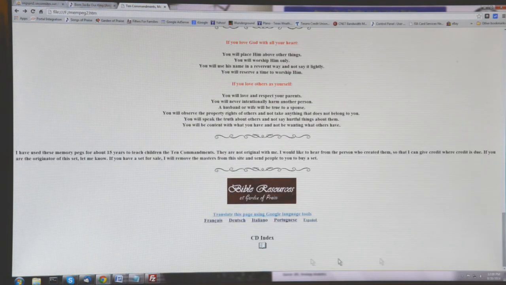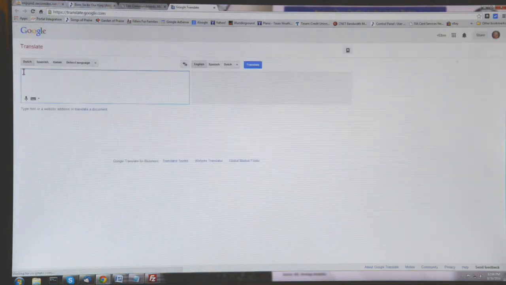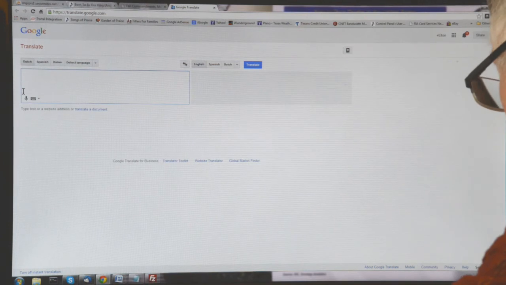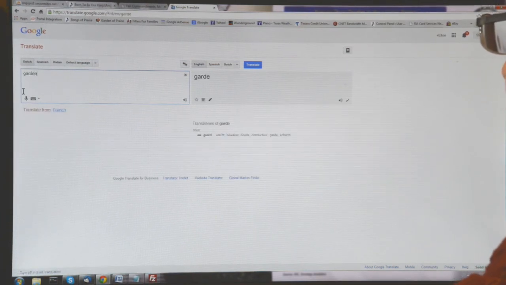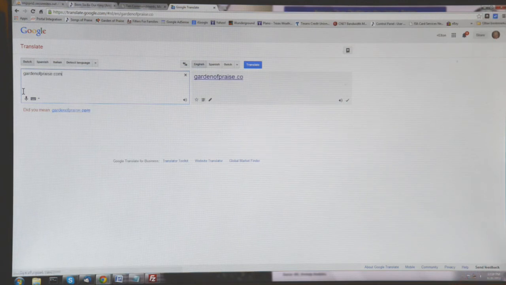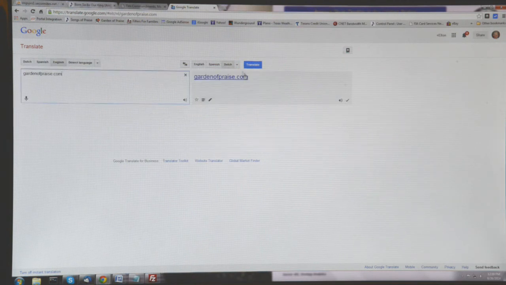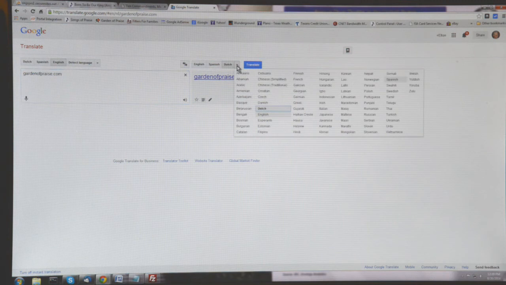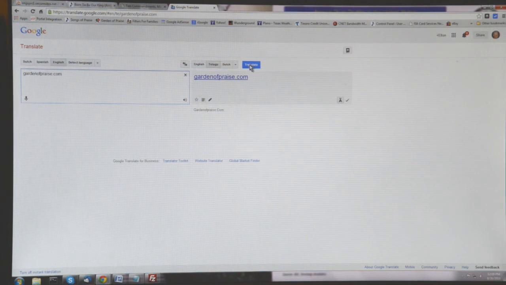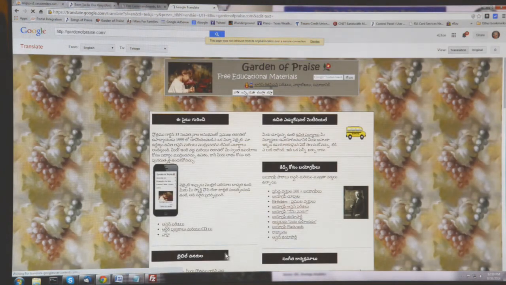Let me show you something else on this page. Do you see this translator down here? If you are online, on the internet, you can translate this page. I'm going to put gardenofpraise.com in this box at the Google Translator. We are going to translate this from English, and we will first translate it into Telugu. And you click translate, and here is the Garden of Praise website in Telugu.